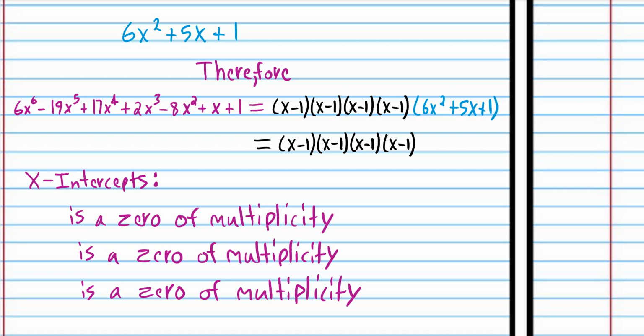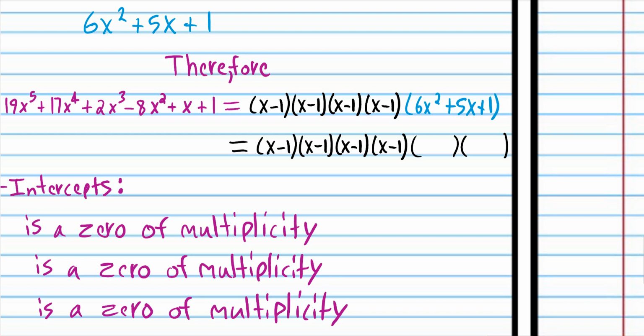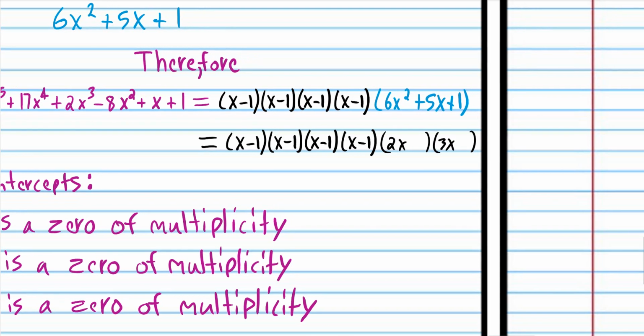And let's factor. So what are two numbers that multiply to 6? We can try maybe 6 and 1. I don't know if that's going to work, but we can try it. And looks like that's not going to work. So let's try 2 and 3. And 1 and 1. So then we get 5x in the middle. So that does work.